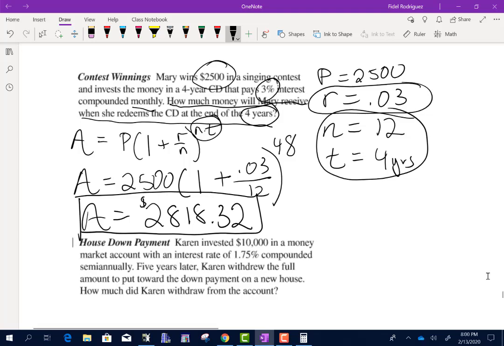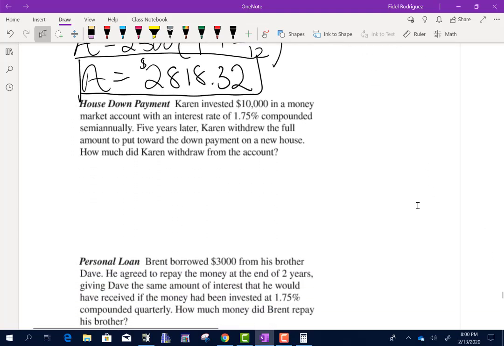Okay, let's take a look. Next problem here. Let's see, house down payment. Karen invested $10,000 in a money market account with an interest rate of 1.75% compounded annually. 5 years later, she withdrew the full amount to put toward the down payment of her new house. How much did she withdraw?